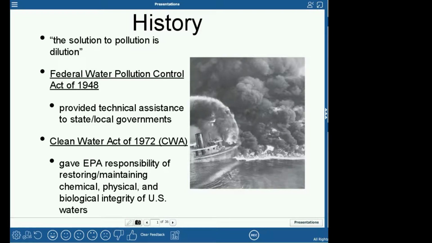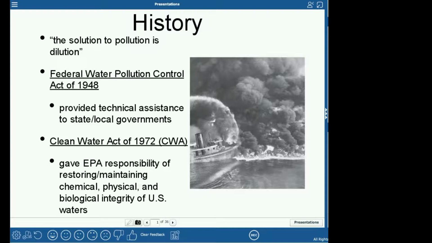Basically, in the past, we just kind of put our sewage in the water. We threw stuff we didn't need anymore into the water. The theme was kind of like, the solution to pollution is dilution. So if you put a bunch of stuff in the water, oh, we don't even know it's there.